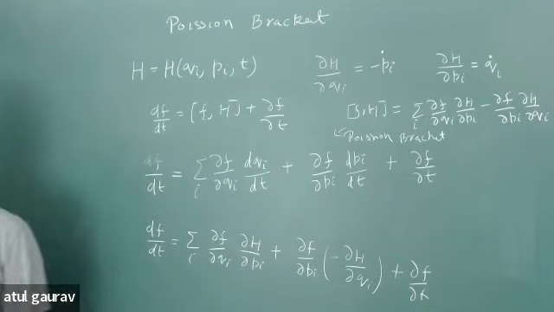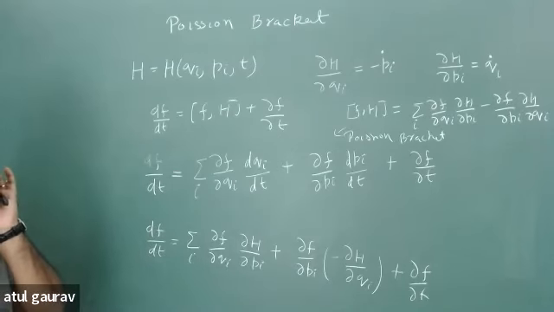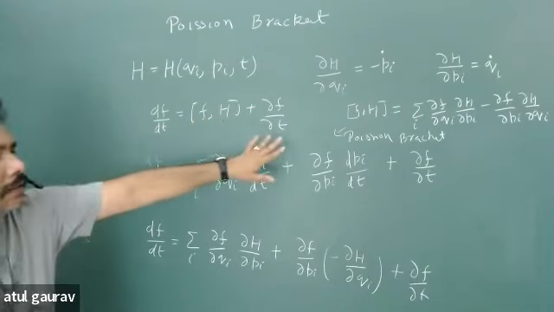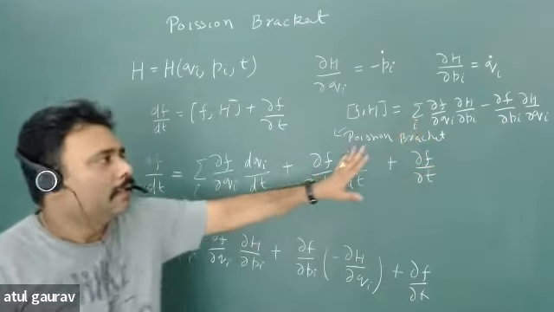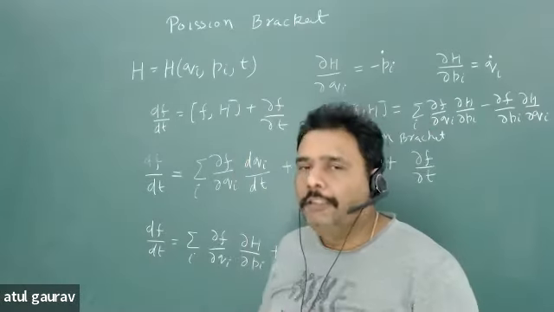Please explain the meaning of commute, does it mean they combine? Sorry. You said this f will commute with del f by del t, that means they both will combine. F and H will commute means this will be equal to 0. If I am saying f and h commute, that means the Poisson bracket of f and h is 0.